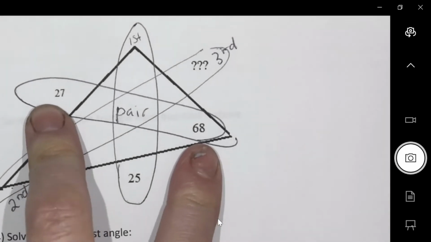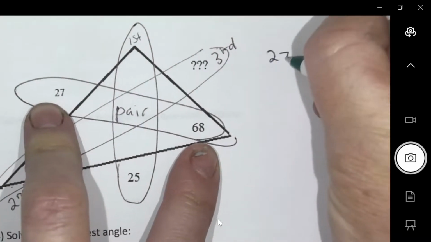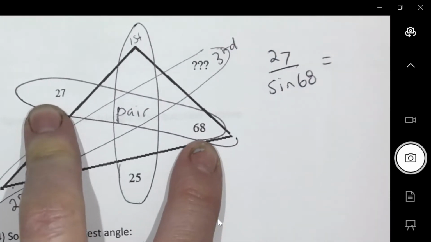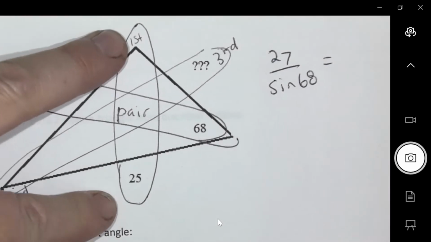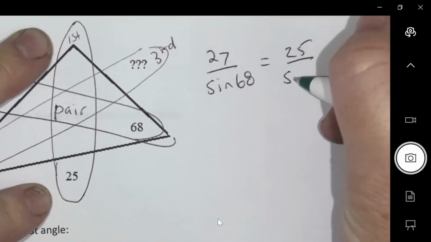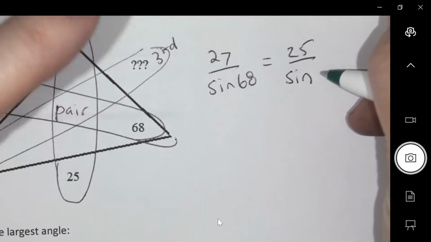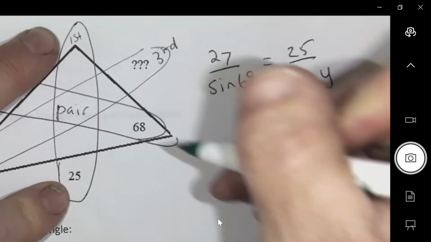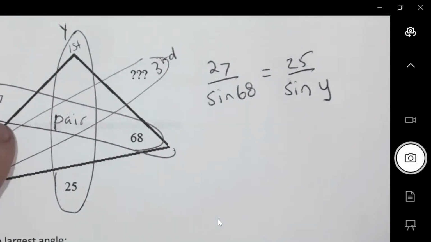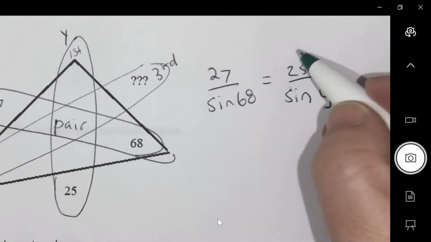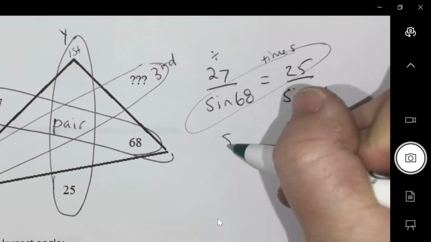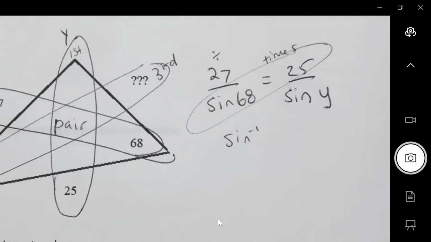Okay, so here we go. The pair, 27 over sine 68. This pair is 25 over sine of, should we just call it y? I'm going to put a y on it. Okay, same thing here. We're going to times, divide, inverse.